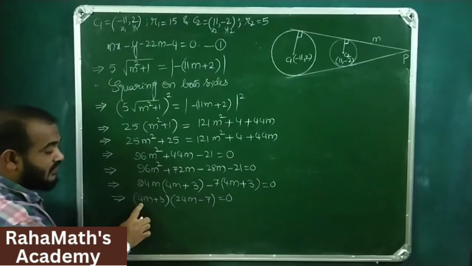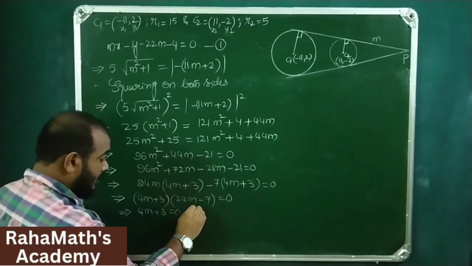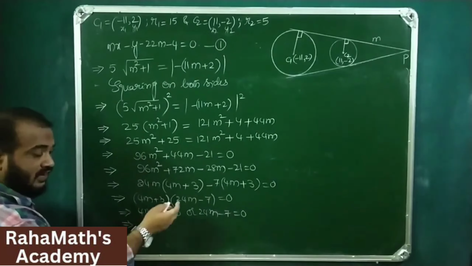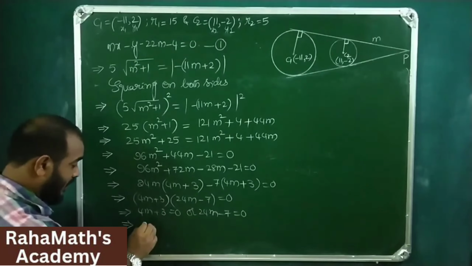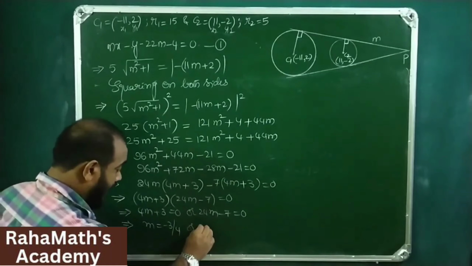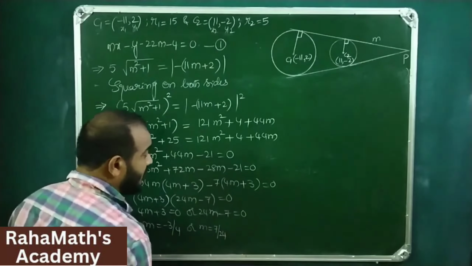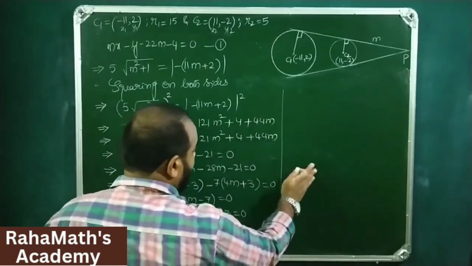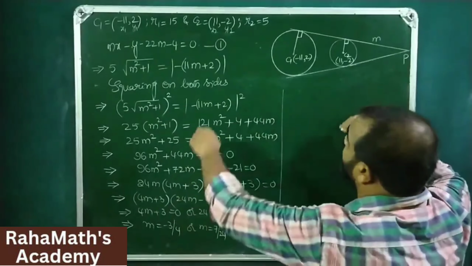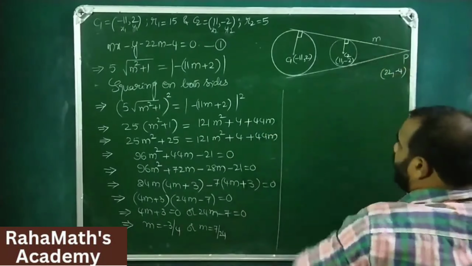Therefore, 4m plus 3 equals 0, or 24m minus 7 equals 0. So if 4m plus 3 equals 0, 4m equals minus 3, m equals minus 3 by 4, or 24m equals 7, m equals 7 by 24. Therefore, these are the two values that we get for m. So now we have the point. Actually, how much did we get earlier? 22 comma minus 4. We have a point and we have a slope. Case 1.